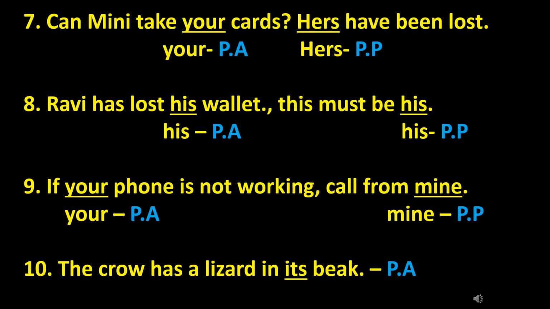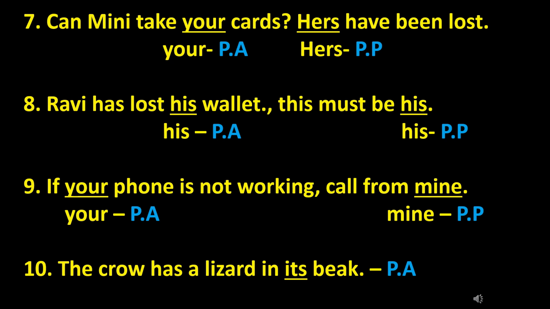8. Ravi has lost his wallet. This must be his. In this sentence, there are two pronouns, his and his. Here the first his came before the noun wallet, so it is a possessive adjective. The second one is a possessive pronoun. 9. If your phone is not working, call from mine. Here also two pronouns, your and mine. Here the pronoun your came before the noun phone.